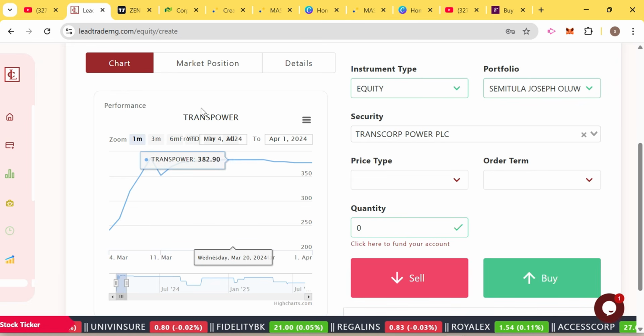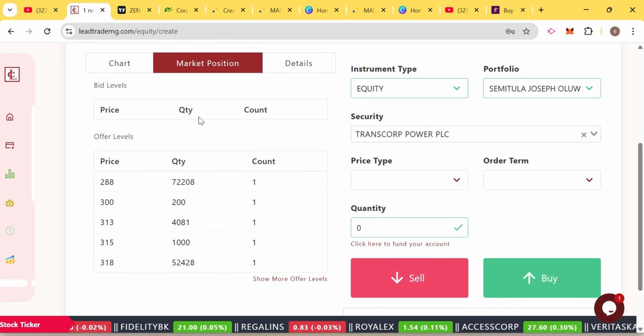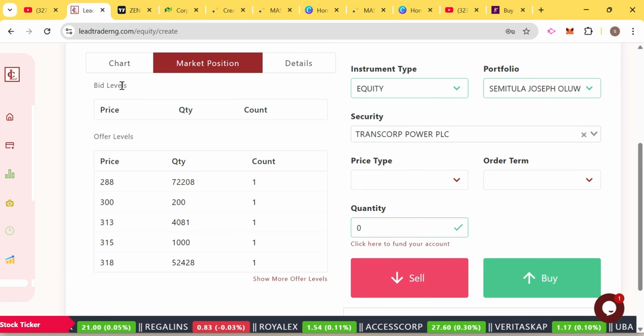So now you can come to this place and click market position. Once you click market position, it's going to tell you trades that are actually moving right now. You see price, you see quantity, you see count. So these are the bid level. Nobody's bidding for it. If you've been in the market for a while, you will know that nobody is bidding for Transpower, but a lot of offers are available. So a lot of people want to sell their shares. In fact, they are tired of holding the shares, so they want to dispose of it. That is what Transpower is currently experiencing.